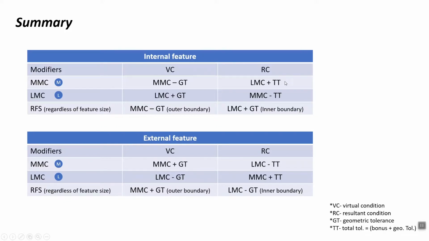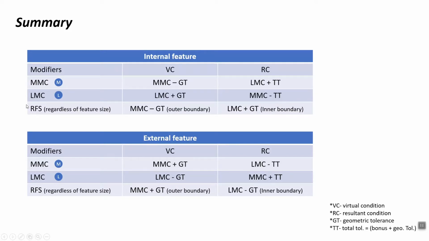In case of resultant condition, you'll take the maximum size of the hole, that is your least material condition, and you add up the bonus tolerance and geometric tolerance, which is your total tolerance. You'll do just the opposite in case of LMC. LMC will be your LMC plus GT. Least material condition in case of a hole: suppose you have the least amount of material over there, the hole will be the largest. And if the hole is largest, plus GT, and in case of maximum material condition, smallest hole minus TT.